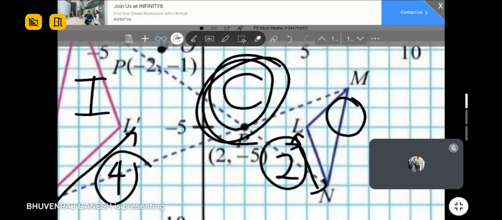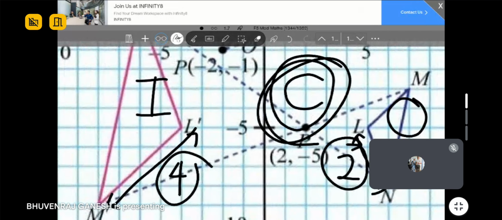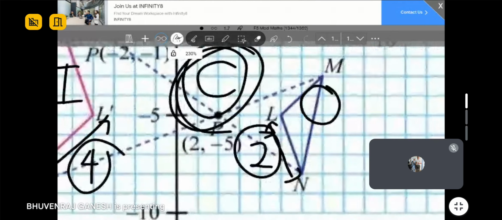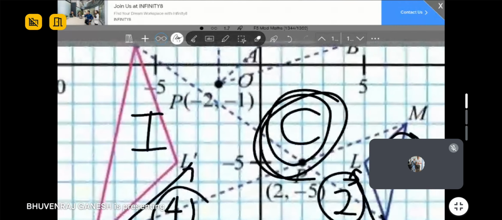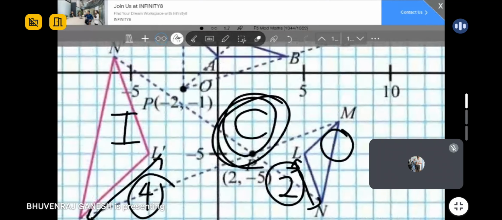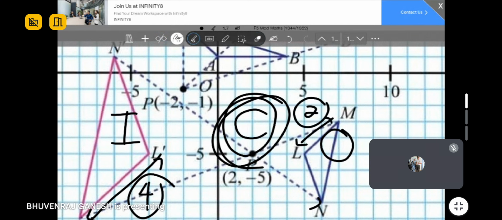Wait, saya kena lihat. Oh, sorry. Saya kira yang salah. Sorry guys, this is not the one we compare. The one we compare is this one. Saya lukis salah. Yang ni 2. Okay, sorry. Just now my mistake.